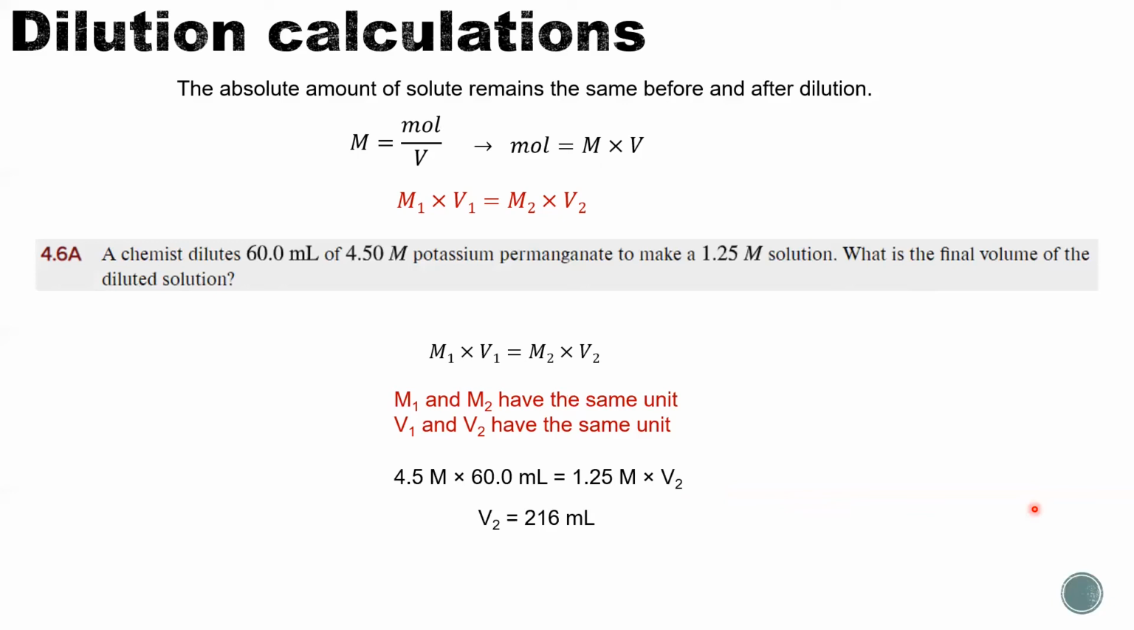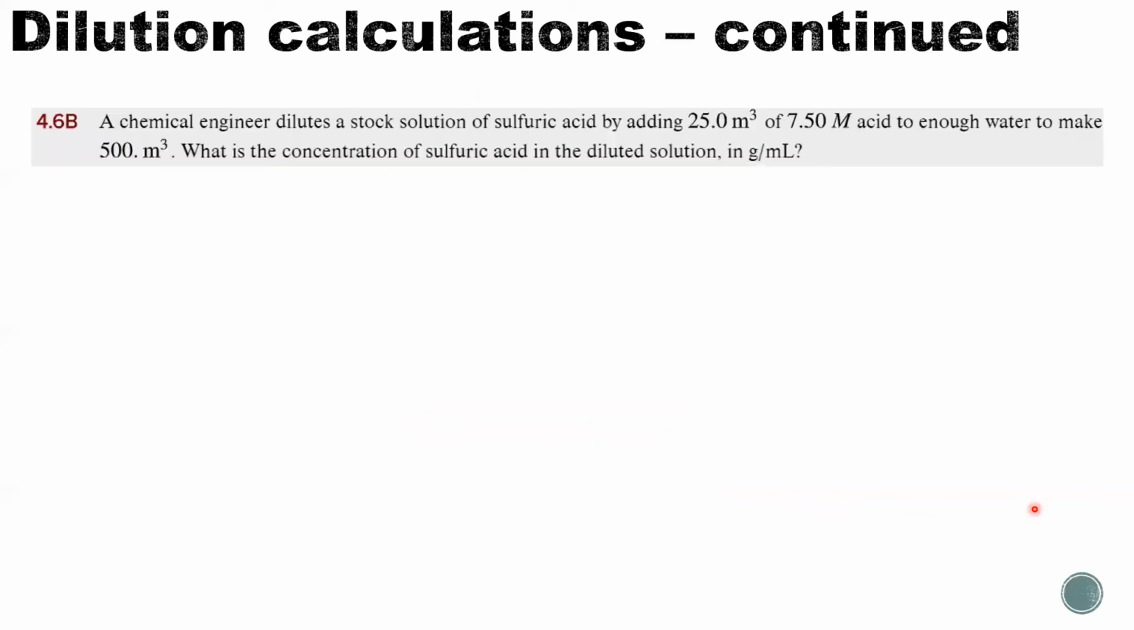Okay, let's take a look at another example. A chemical engineer dilutes a stock solution of sulfuric acid by adding 25.0 cubic meter of 7.5 molarity acid to enough water to make 500 cubic meter. What is the concentration of sulfuric acid in the diluted solution in the unit of gram per milliliter?